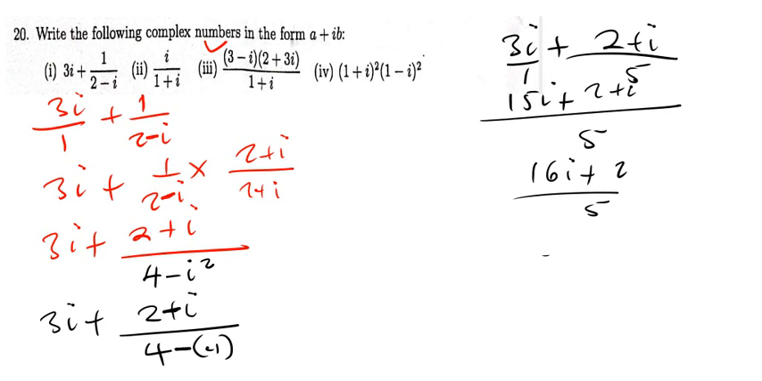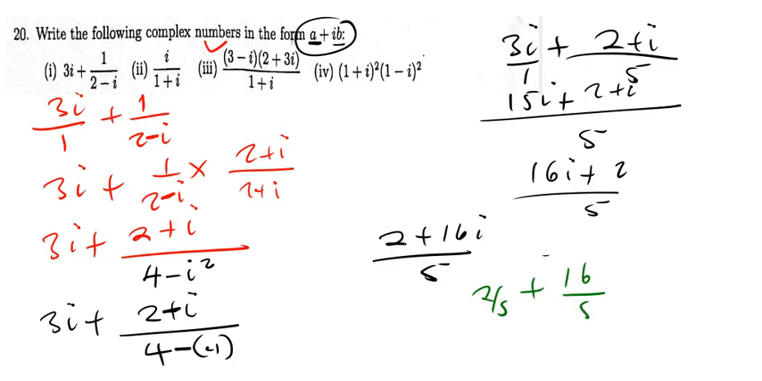They are saying leave your answer in the form of A plus IB, meaning that IB has to be on the other side. So this is the same as 2 plus 16I divided by 5. But we want to leave this one to be independent. So it will be 2 over 5 plus 16 over 5 I. This is the answer.